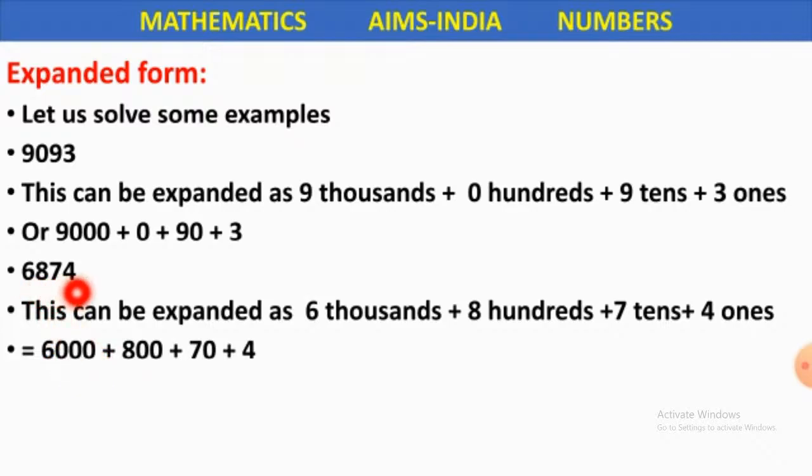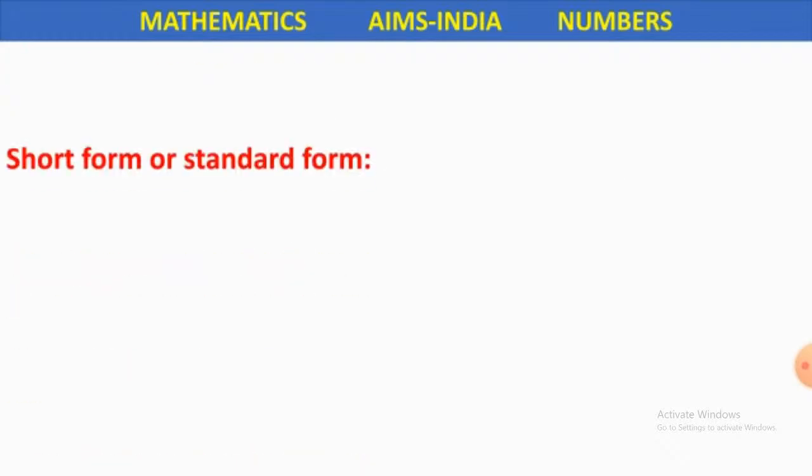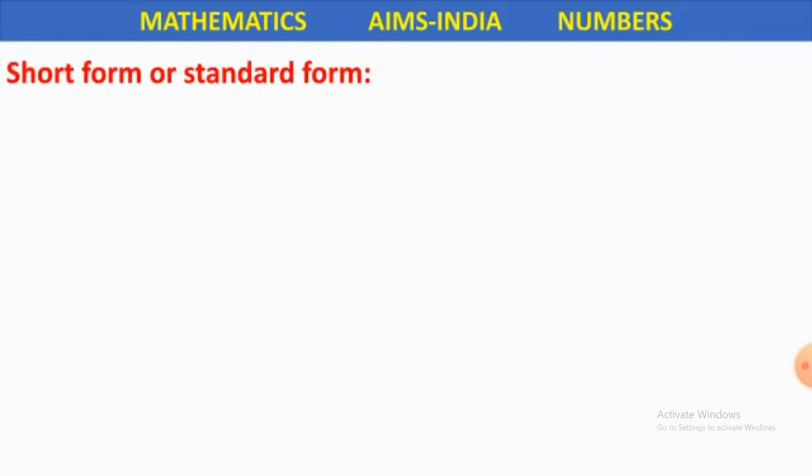After 8 there are 2 digits, so we have kept 2 zeros. After 7 there is 1 digit, so we have kept 1 zero. After 4 there are no digits, so we simply write 4. Okay, children, understood? First we write the place values of individual digits and then add them up. Now, after expanded form comes the short form or standard form.